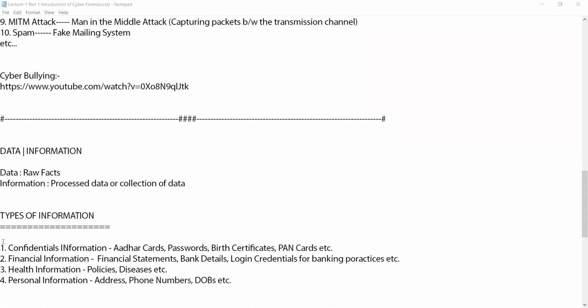This is the type of information you don't want to share with anyone, so we say that information is confidential, just like Aadhaar card, passwords, birth certificate, passport details, PAN card details, and voter ID card details. You don't want to share these details with anyone over the internet very easily. But these are very crucial pieces of information which attackers actually want to know about you. So the cyber criminals use different activities and attacks over that particular organization, over that government organization, to get these details.